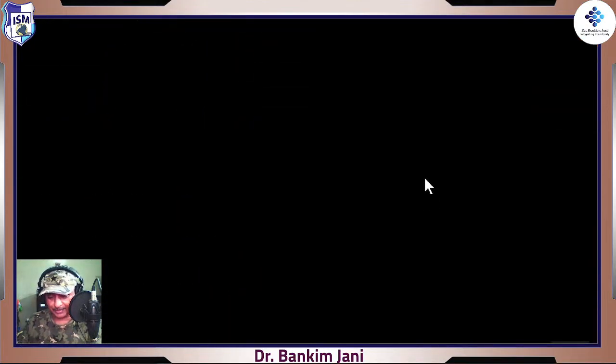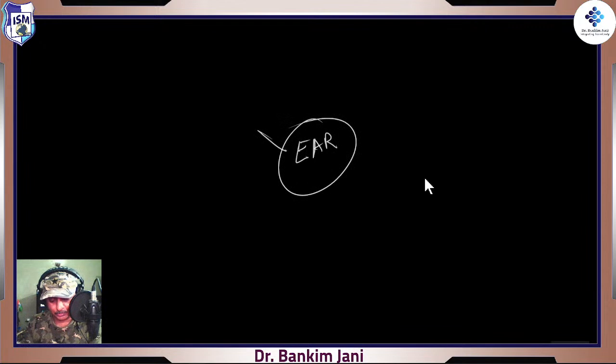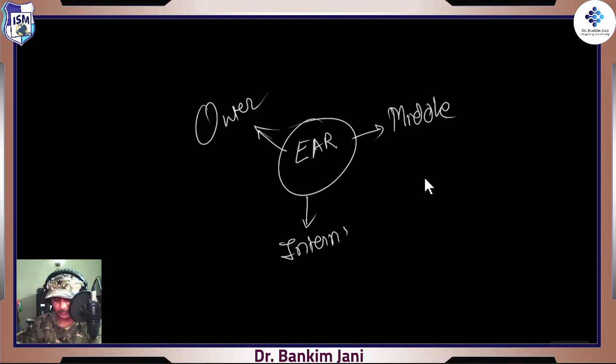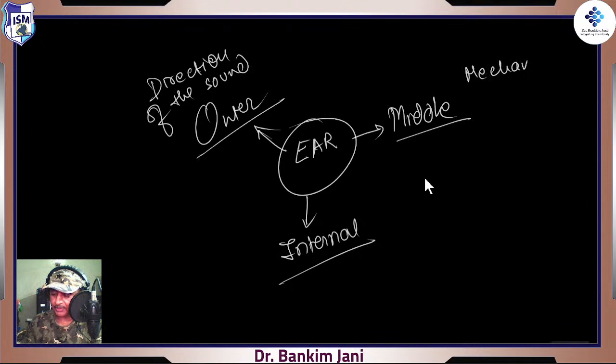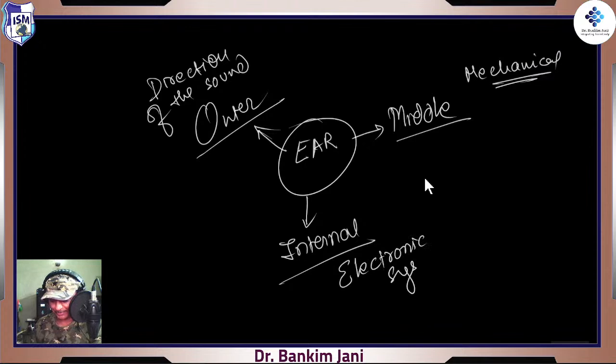Here is how the ear works. There is the outer or external ear, and all these parts have their own speciality. This part is for the direction of the sound. This is where the mechanical system comes into the picture, amplifying the mechanical vibrations. And this is where I always like to say there is an electronic system. We'll be talking about all these sections.